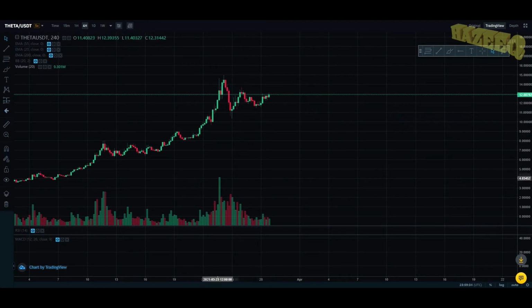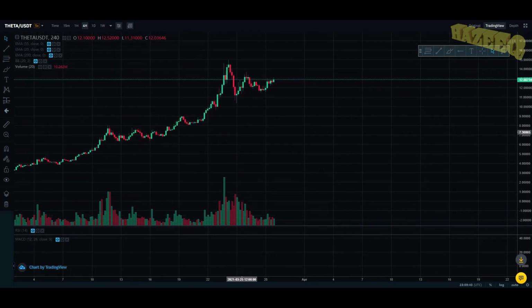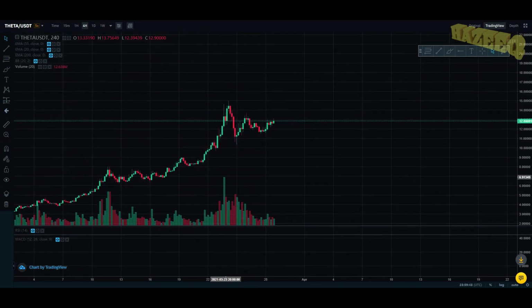Now, what does the volume show? The volume shows how many coins are actually traded. So as you can see, the volume was very high over here. And look at the price. The price is high as well. So now the volume went down.